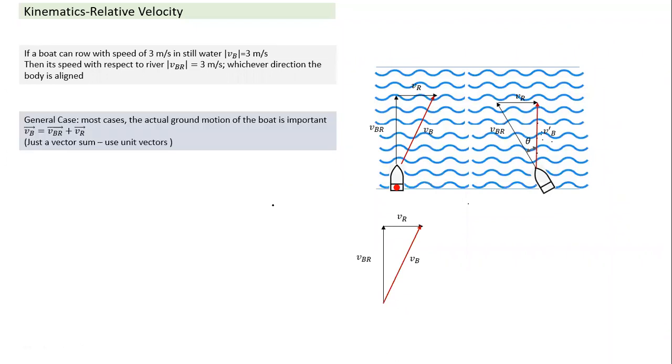Okay. So in the general case, the actual ground motion is important. What is VB? VBR plus VR, just the vector sum. Let's use unit vectors. Let's take a general case. What is VBR here? VBR is at angle theta with the y direction in the anti-clockwise direction. So let's take x coordinate, y coordinate, i cap, j cap, and then express in terms of unit vectors. We are always generally interested in VB. What is the ground velocity of the boat?